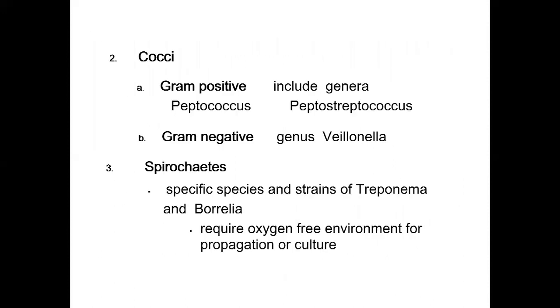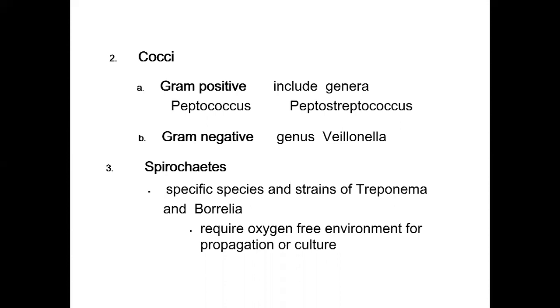Then there are cocci also in the group of strict anaerobes, and they are gram-positive cocci. These are like staphylococci and streptococci, but they are strict anaerobes. So one genus is called Peptococcus. This one corresponds with staphylococci, which are facultative anaerobes, but these ones are strict anaerobes. And then there's Peptostreptococcus, which are like streptococci, but they are strict anaerobes.